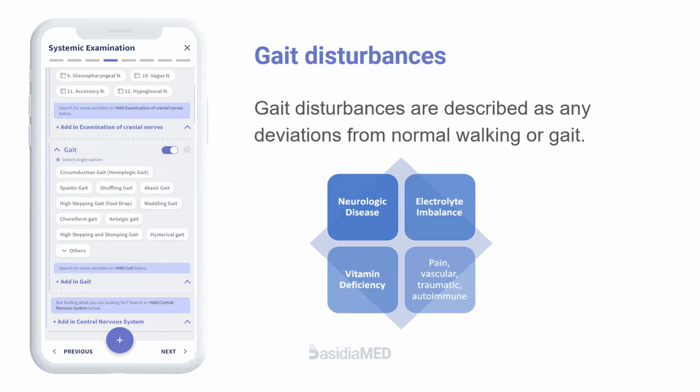Etiology involves diseases of the neurological system, electrolyte imbalances, severe vitamin deficiencies, and chronic pain.